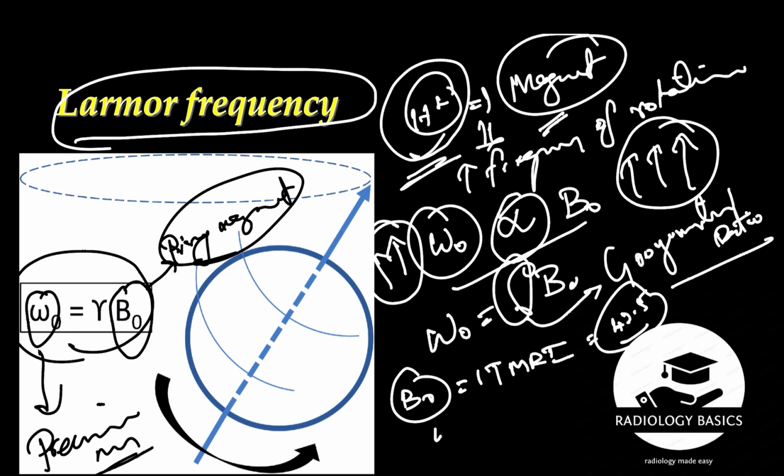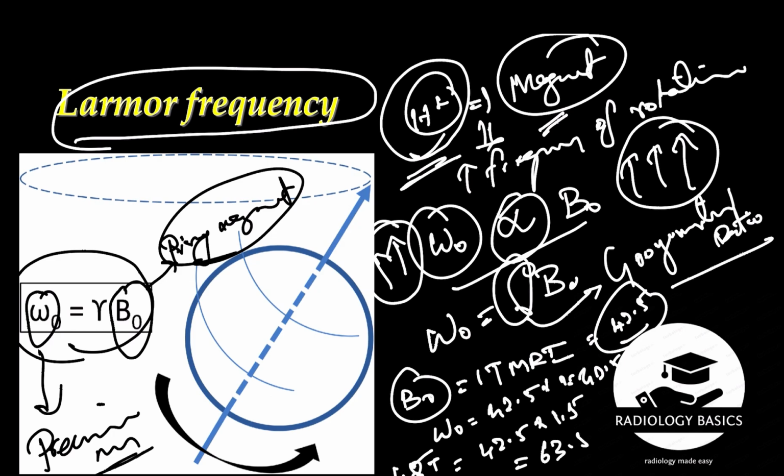Then the precession frequency of the H plus ion will be 42.5 into 1, that is equal to 42.5. Whereas if we are using a 1.5 Tesla machine, 42.5 into 1.5 is equal to 63.5. So this is the precession frequency of the H plus ion within the 1.5 Tesla machine.